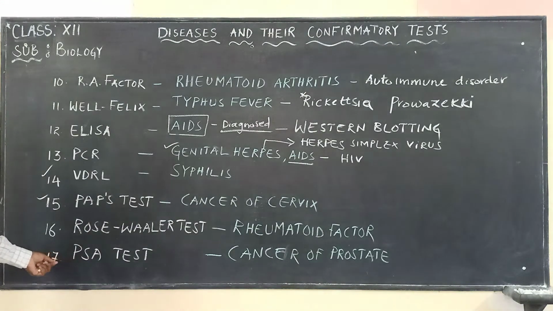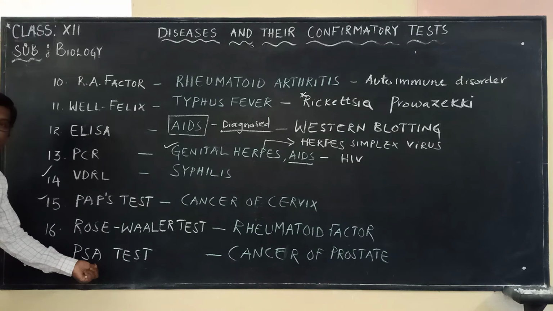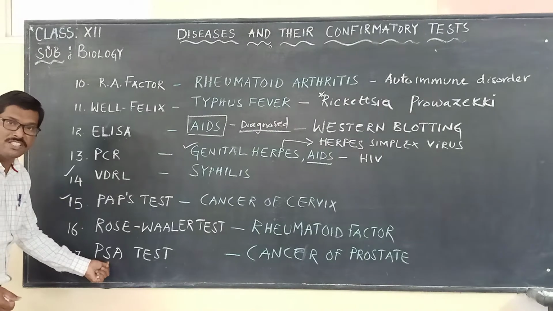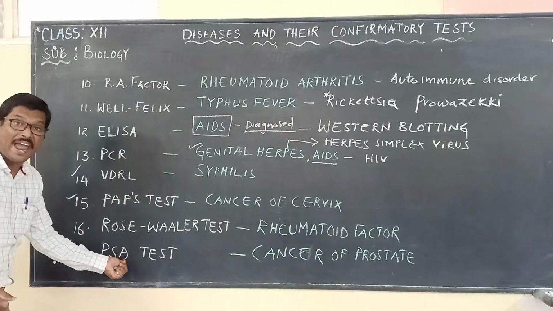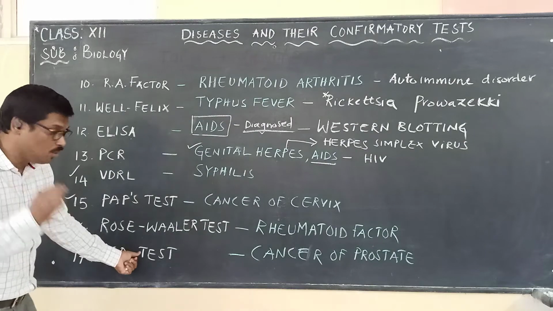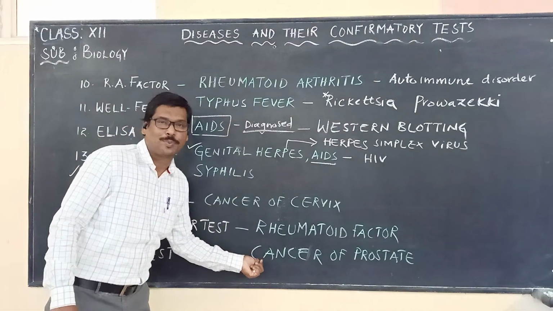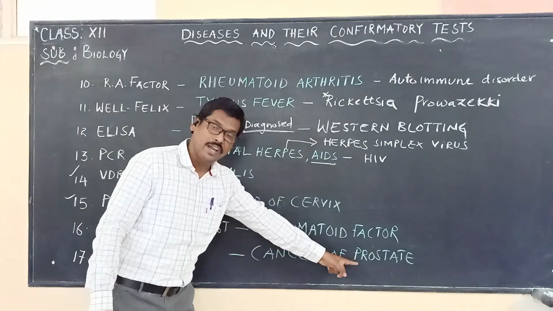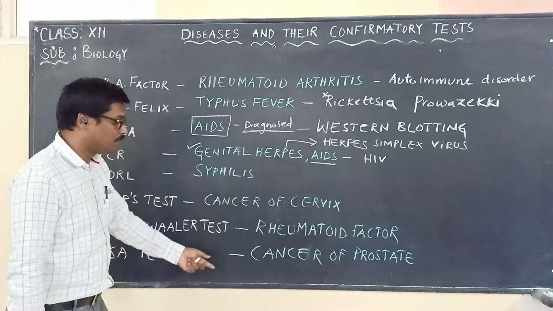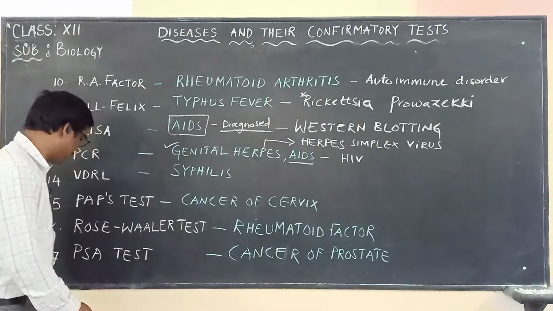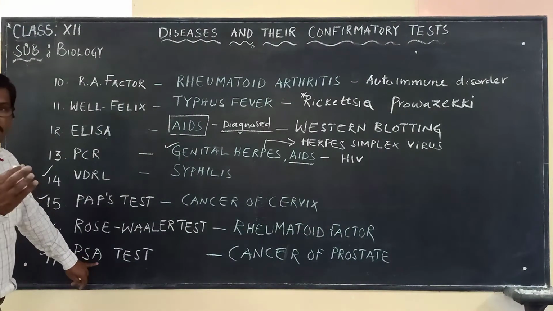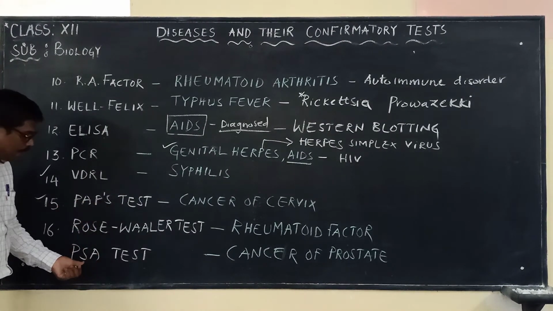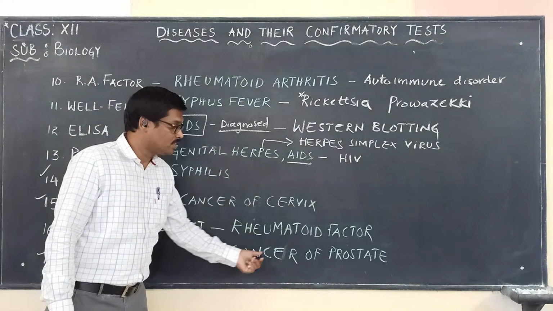And the last one is the PSA test, Prostate Specific Antigen test. The PSA test is used to confirm cancer of prostate in men. We have to remember this also. Most of the children will get confused with the PAP test and PSA test, so we have to be very careful with these two. The PSA test is used to confirm cancer of prostate.